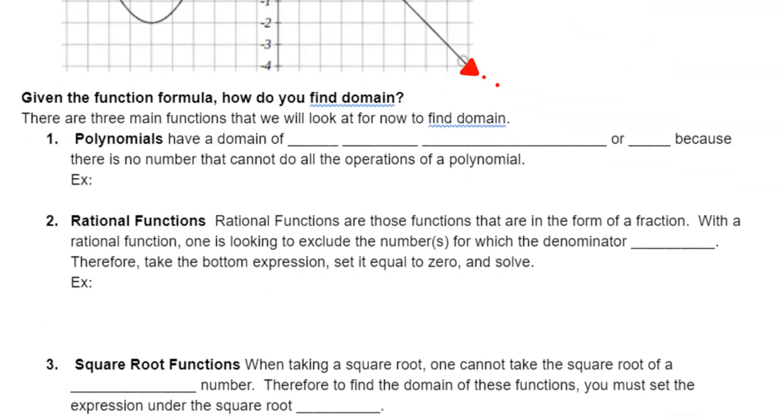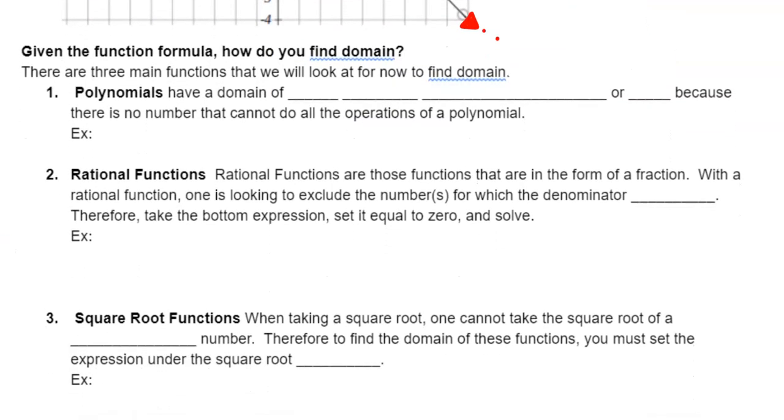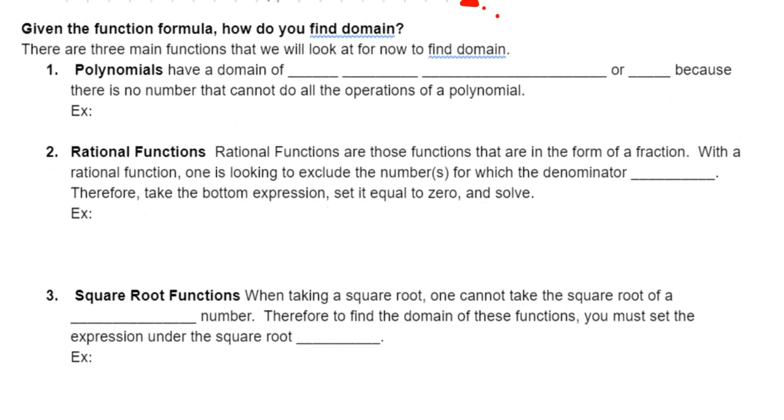Okay. So we did a table, we did a couple graphs, now we're going to look at our functions. And there's 3 main functions that we're going to be assessing when we're asked to find the domain of a function. And so we're going to look at polynomials, we're going to look at rational functions, which are fractions, and we're going to look at square root functions, which we saw in section 1.1 what that square root function looked like. Now, polynomials will always have a domain of all real numbers. Or we can do that funky little R.